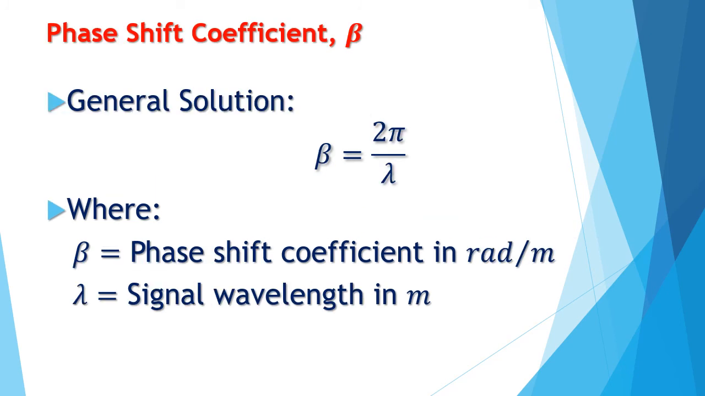Now for beta, beta can be solved by this formula. Beta is equal to 2 pi divided by lambda. Lambda is the signal wavelength in meters. I believe you know how to calculate this lambda. It's just the speed of the transverse electromagnetic wave, which is usually the speed of light, divided by the frequency of the wave.